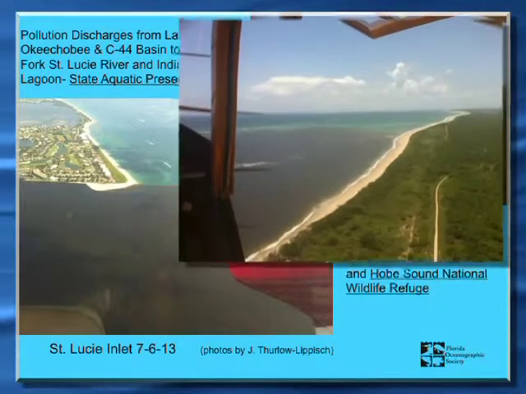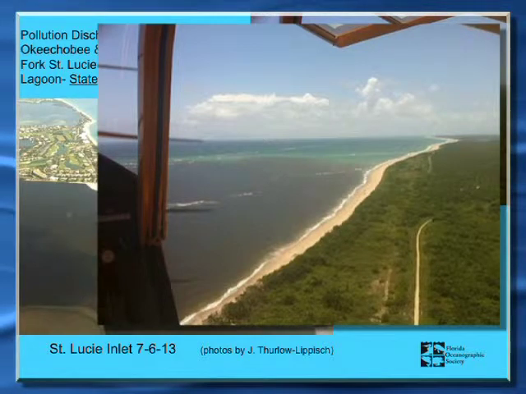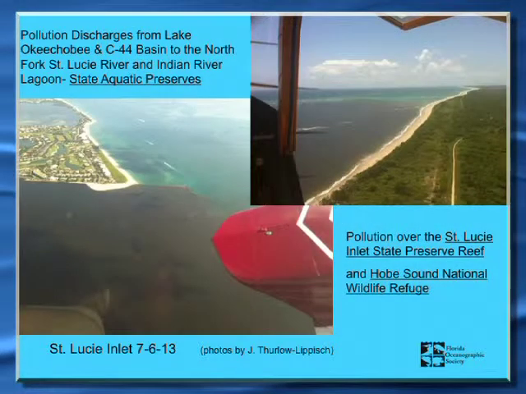It also goes south of the inlet, and it affects the St. Lucie Inlet State Preserve Reef, which is the northern limit for hard and soft corals until you find the Keys in the Bahamas. Scientists here at the Harbor Branch have done a lot of studies on the reefs there as well, and also the Hope Sound National Wildlife Refuge.